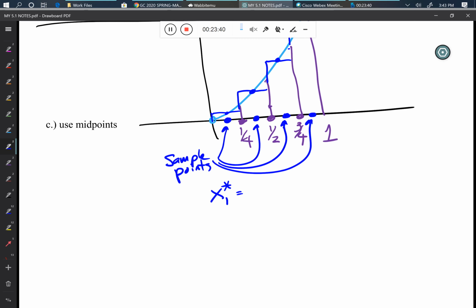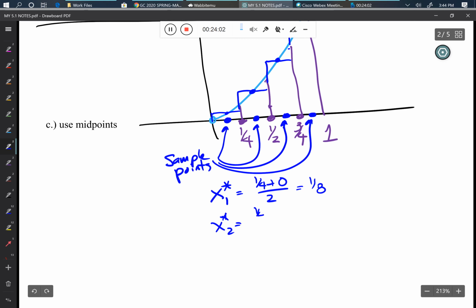Okay? And so that is going to be, let's see, to find the midpoint, you add the endpoints and divide by 2. So what's 1/4 plus 0 divided by 2? 1/8. So then what's x sub 2 star going to be? Well, that's going to be the sample point in the second interval. So that's going to be the 1/4 plus the 1/2 divided by 2. 1/4 plus 1/2 is 3/4. 3/4 divided by 2 is 3/8.